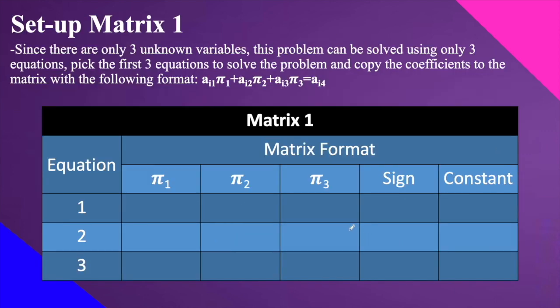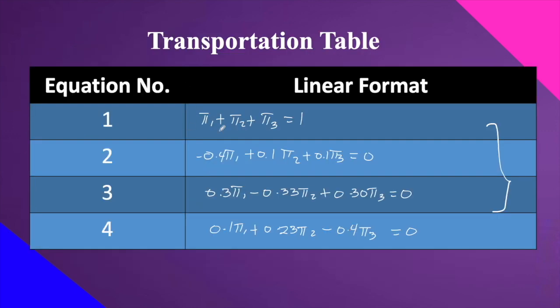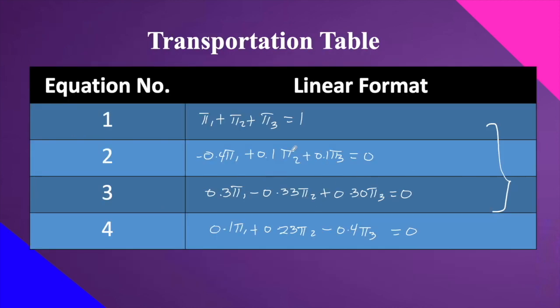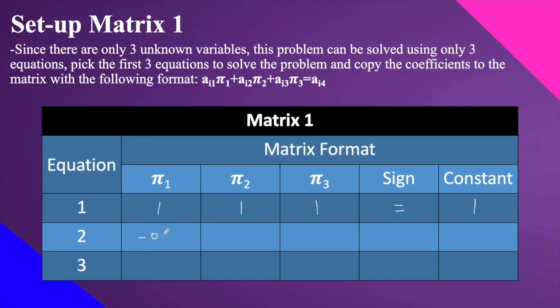So, let's have it here for our values. Since ang equation number 1 natin, puro pi lang, A equals to 1, our matrix format niyan will be 1, 1, 1, equals 1. Walang kahirap-hirap, ganun lang po siya. Next, for the second equation, that will be negative 0.4, 0.1, 0.1, and 0. Okay?